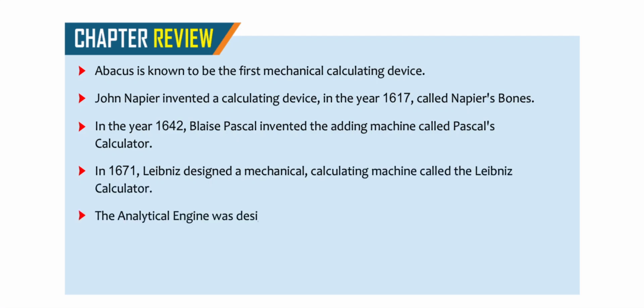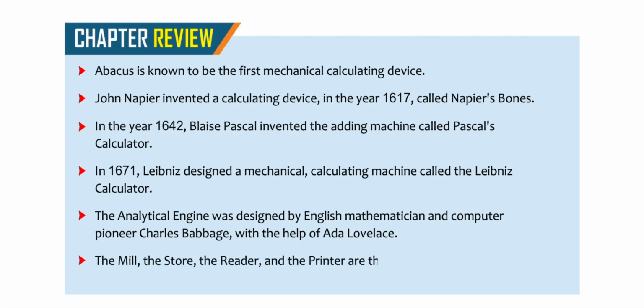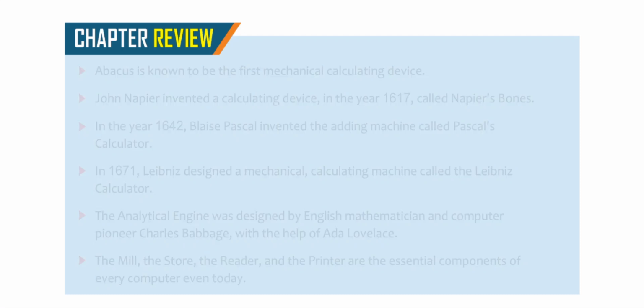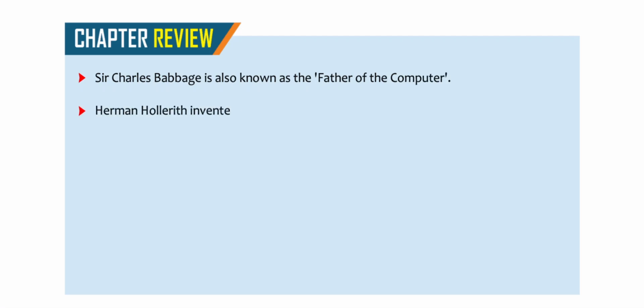The analytical engine was designed by English mathematician and computer pioneer Charles Babbage with the help of Ada Lovelace. The mill, the store, the reader and the printer are the essential components of every computer even today. Sir Charles Babbage is also known as the father of the computer. Herman Hollerith invented the tabulating machine.